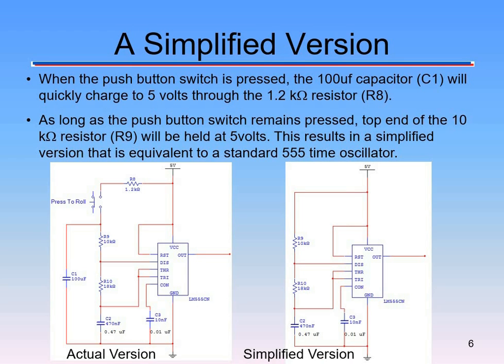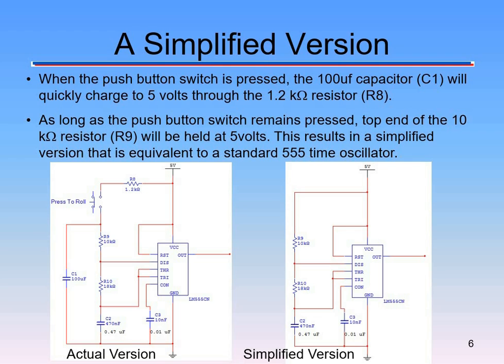So a more simplified version. There are two pictures here. There's one on the left, that's the actual version, the board that we soldered together. And then on the right is just a simplified version of that circuit. What's really the difference there? We've removed the R6 resistor and the C1 capacitor. That's really the only difference with the simplified version.